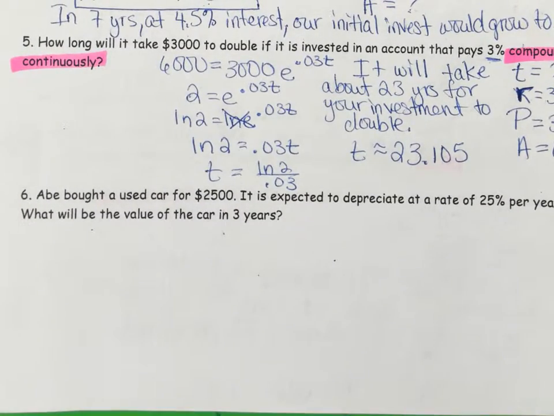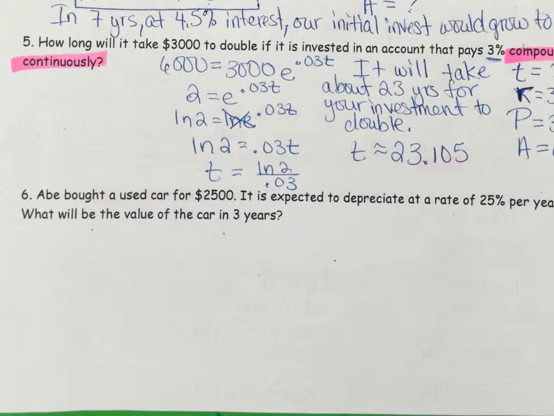All right. So, did we write a sentence for number 5? We did. Now, let's look at number 6. You ready? Here's another life lesson, number 6. Dee, can you read us number 6, please, dear? A bought a used car for $2,500. It is expected to depreciate at a rate of 25% per year. What would be the value of the car in a year?